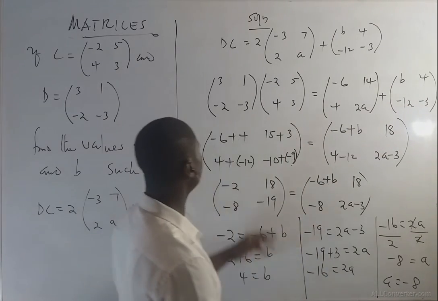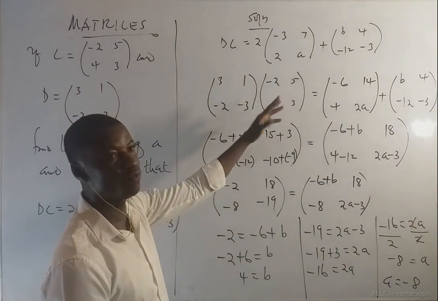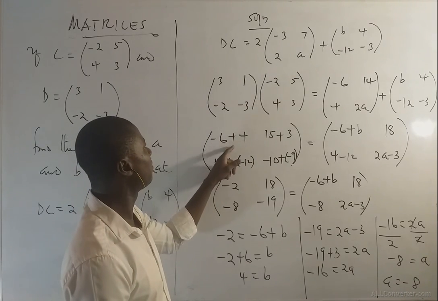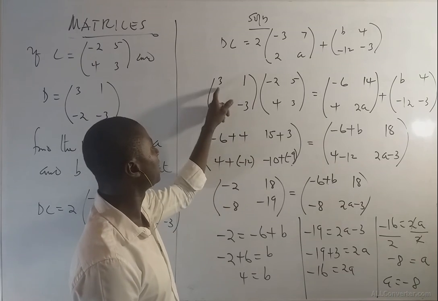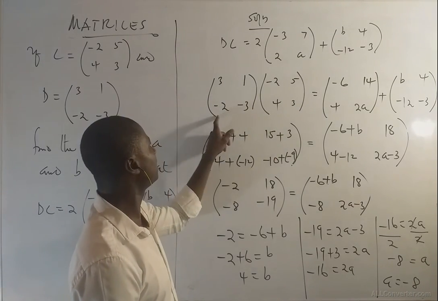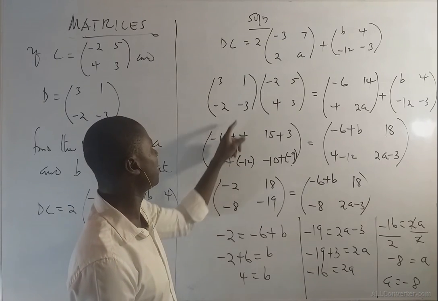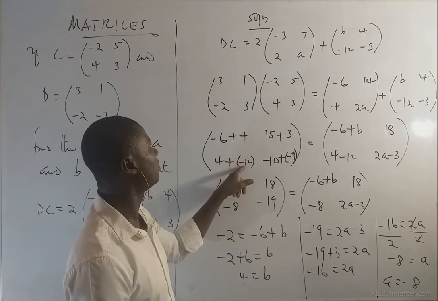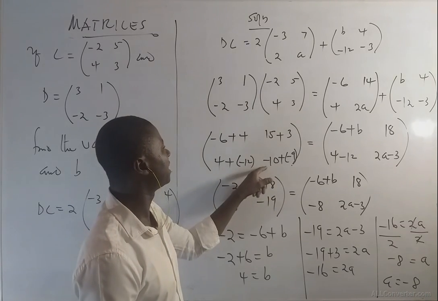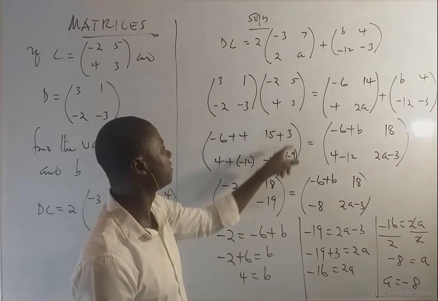Okay, so then now we multiply this 2 by 2 matrix on the left hand side. So it's 3 times minus 2, that's minus 6, plus 1 times 4 is 4. 3 times 5 is 15, plus 1 times 3 is 3. Minus 2 times minus 2 is 4, plus minus 3 times 4 is minus 12. Minus 2 times 5 is minus 10, plus minus 3 times 3 is minus 9.